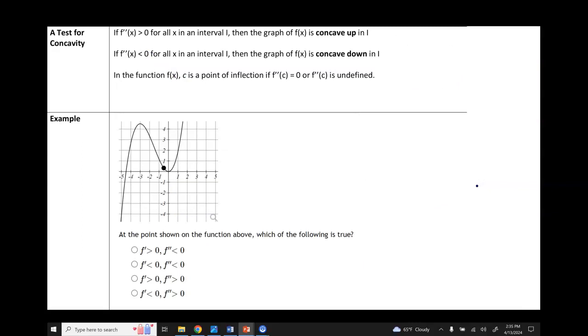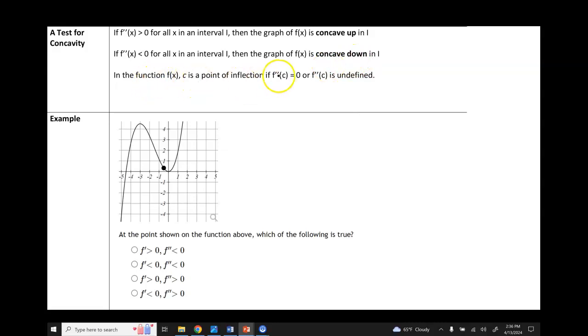Now, how do we tell using calculus if something is concave up or concave down? Well, the first derivative tells you if it's increasing or decreasing. The second derivative will tell you if it's concave up or concave down. So if the second derivative is positive on an interval, the graph is concave up. If it's negative, the graph is concave down.